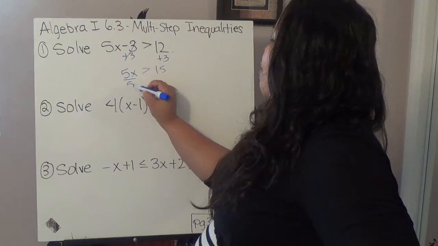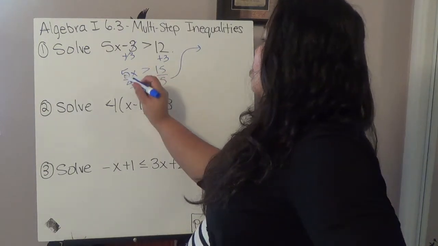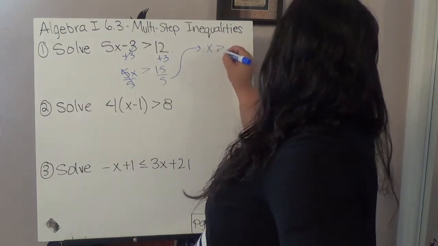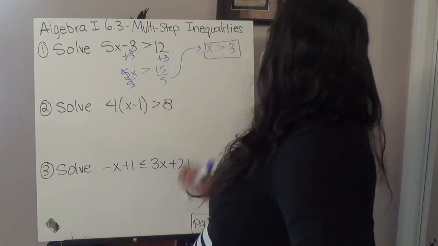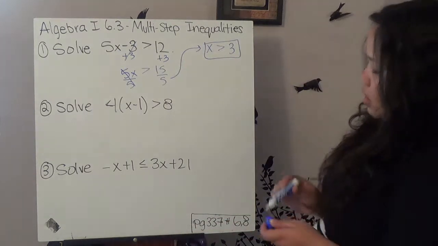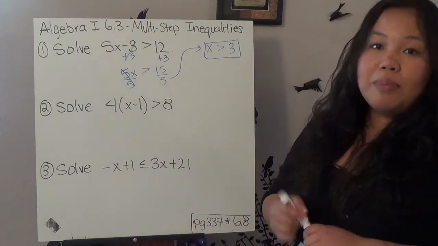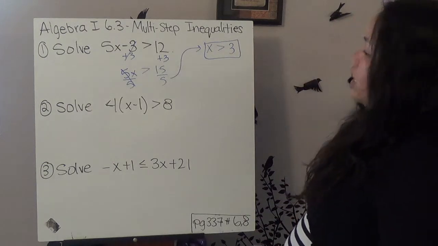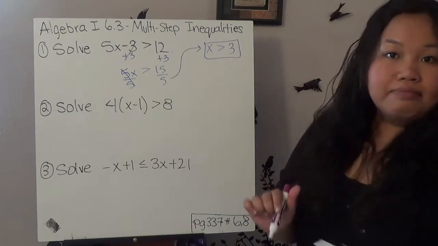I'm going to divide by 5, and because I didn't divide by a negative number, I don't do anything. I just leave it: x is greater than 15 divided by 5, which is 3. And that's my answer. Nothing changed because I didn't multiply or divide by a negative number, so I leave it alone. I treat it just like an equal sign.